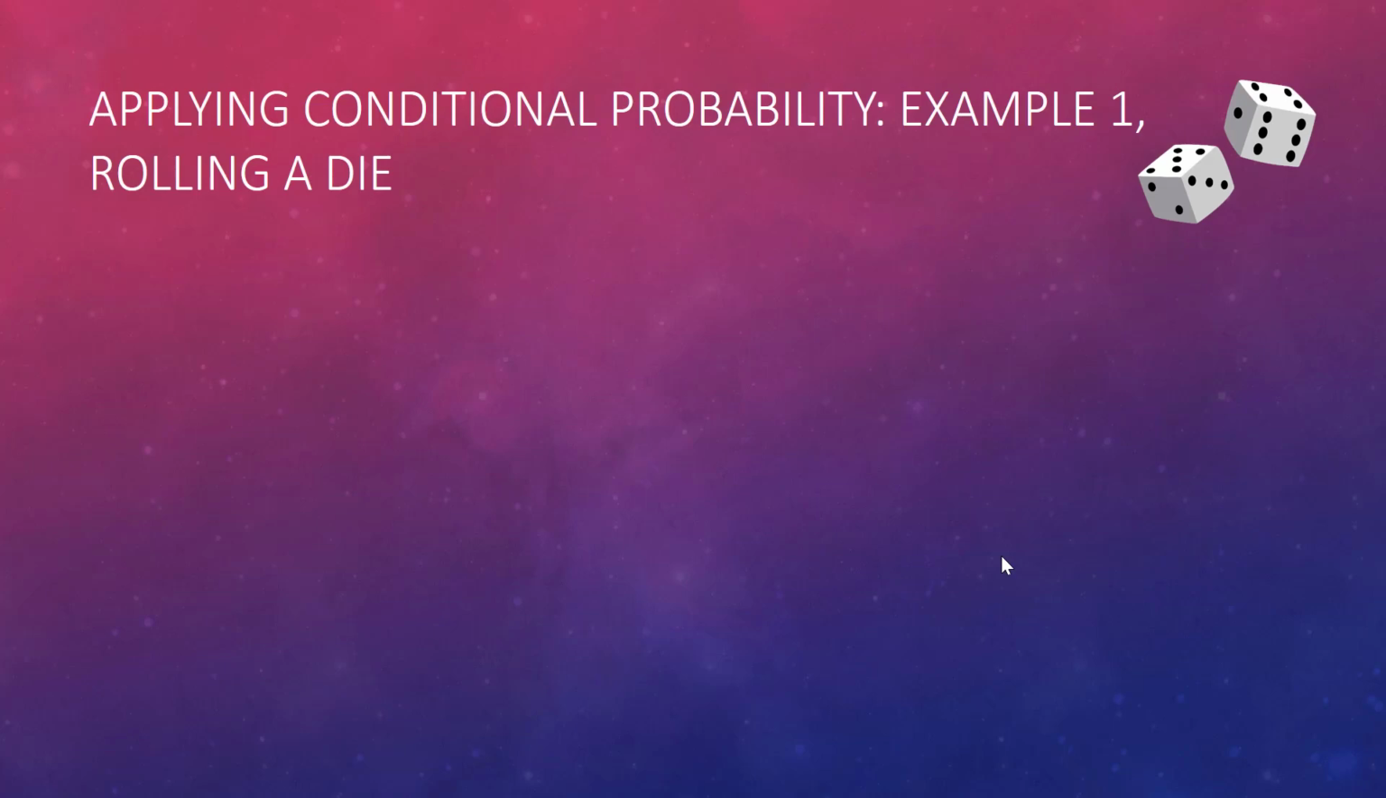Applying the conditional probability rule. Example 1, rolling a die. Part A, suppose you roll a fair six-sided die. What is the probability of rolling a 3?